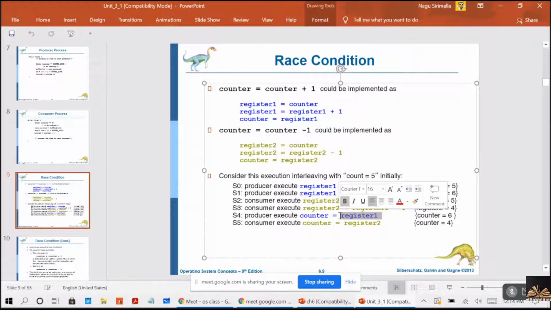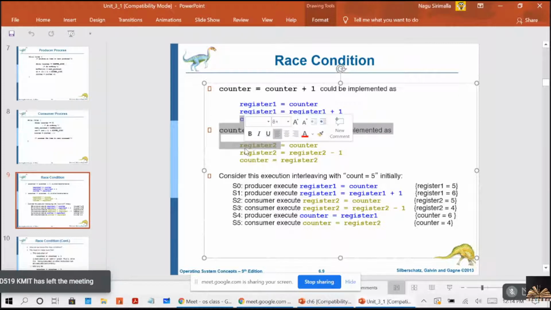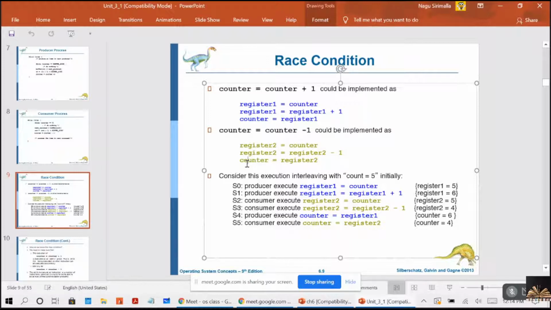Right? You are getting this from register 1. So instead of 4, you will get 6. Here both are wrong answers. You will get the correct answer only when you execute the instructions in sequence order, first S0, S1, S2, then S3, S4, and S5. If you execute the instructions in order, then only you will get the correct answer.